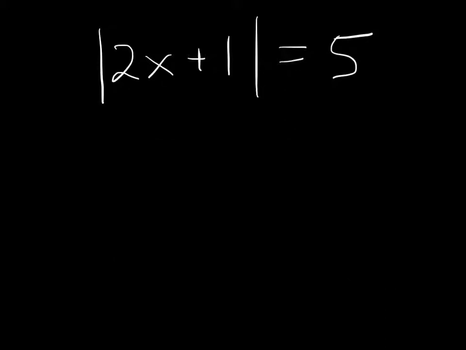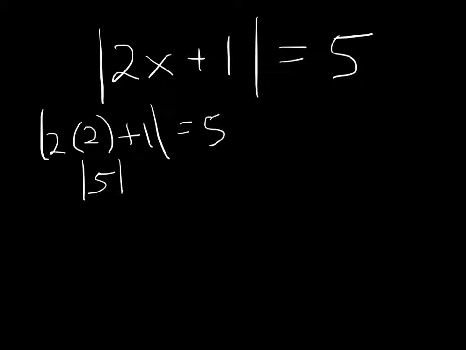Now at this point, it's just a matter of checking our work. We have to make sure both the 2 and the -3 work. So we take our 2 and plug it in. 2 times 2 is 4, 4 plus 1 is 5. And we get the absolute value of 5 equals 5, which we know is true. So 2 works.